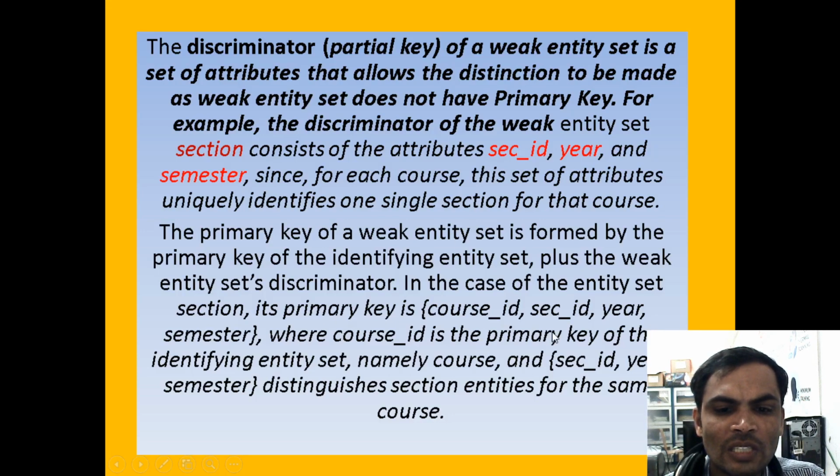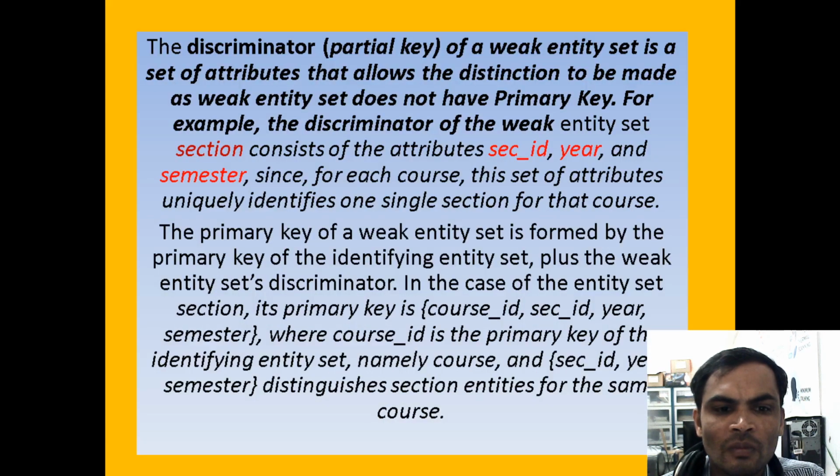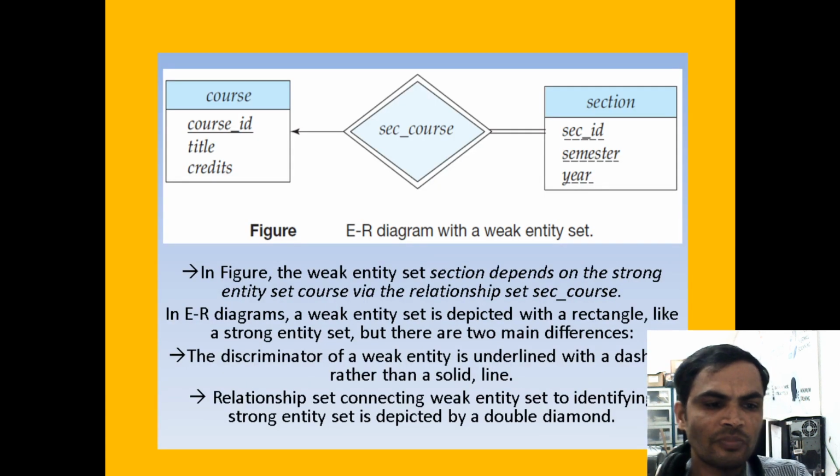Now the course ID is the primary key of the course entity set. Then the primary key of the identifying entity set, namely the course, together with the section ID, year and semester, distinguishes the section entities of the same course.